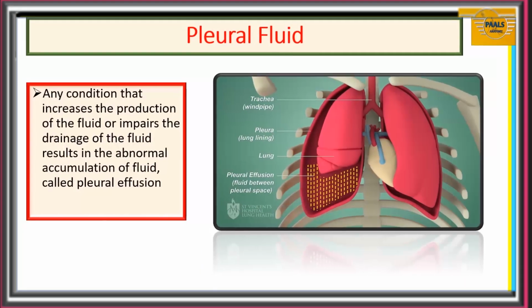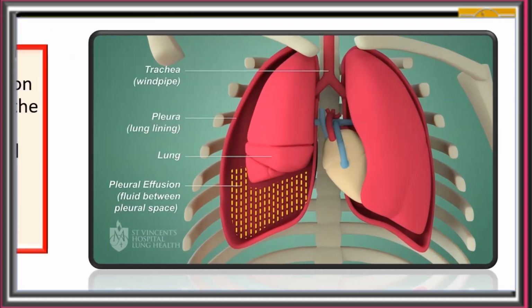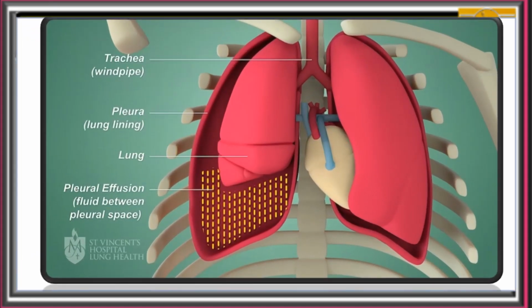Any condition that will increase the production of the fluid or impair the drainage of the fluid will result in abnormal accumulation of fluid. And as we noted earlier, this condition is called pleural effusion. As you can note in this illustration, we're already having abnormal accumulation of fluid here, which is pleural effusion in this side of the lungs.